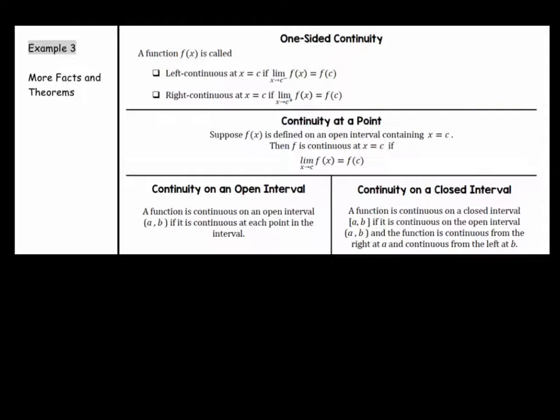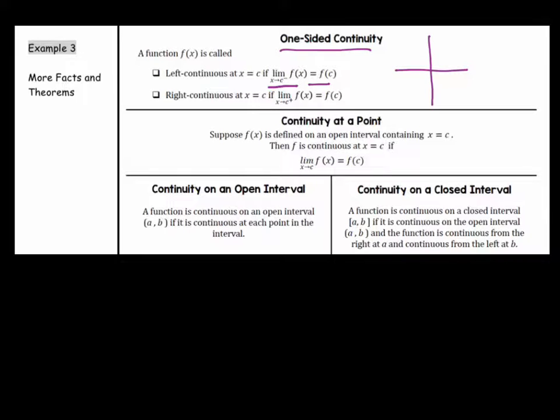So this is important to know. There's something called one-sided continuity. Things can be continuous from the left or continuous from the right instead of just continuous. So if you look at the definition, left continuous at x equals c is if the left side limit equals f of c. So I'll draw a picture of that.